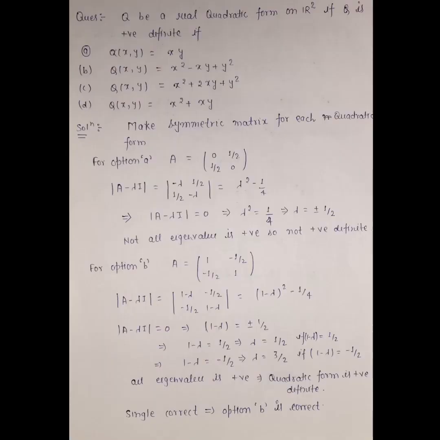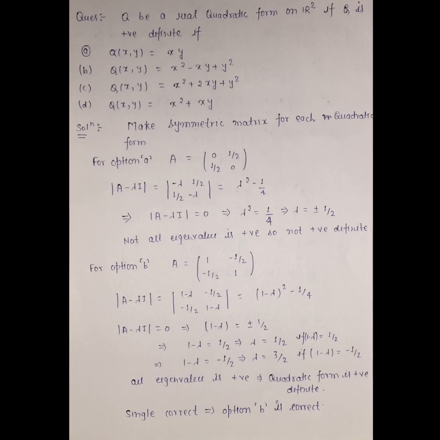Question number 3. Question number 3 is, let Q be a real quadratic form on R square. Q is positive definite if A. Q(x,y) is equal to xy, B. Q(x,y) is equal to x square minus xy plus y square, C. Q(x,y) is equal to x square plus 2xy plus y square, D. Q(x,y) is equal to x square plus xy. तो हम यहाँ पर सबसे पहले इन सभी क्वाड्रेटिक फॉर्म की सिमेट्रिक मैट्रिक्स फाइंड करेंगे. सिमेट्रिक मैट्रिक्स फॉर क्वाड्रेटिक फॉर्म A इज इक्वल टू 0, 1/2, 1/2, 0.